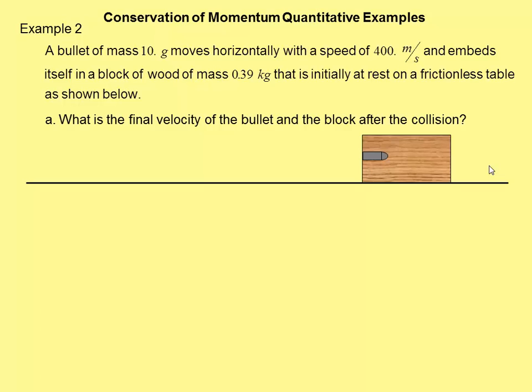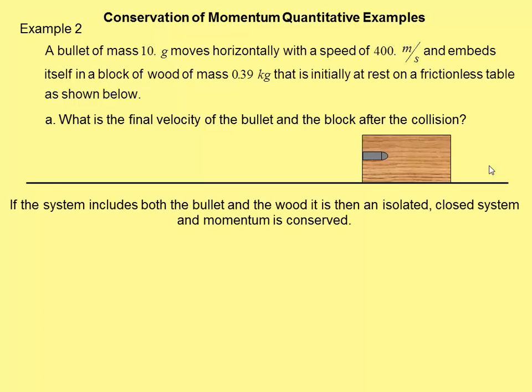This obviously is a highly inelastic collision because the bullet's going to embed itself in the block, dissipating lots of energy. Lots of energy will be stored as thermal and deformation of the bullet and the block, and probably a nice loud sound. And so all of those things will dissipate energy. However, if we include the bullet and the block in the collision, it is still isolated and closed horizontally, and therefore momentum is still conserved, even if kinetic energy isn't.